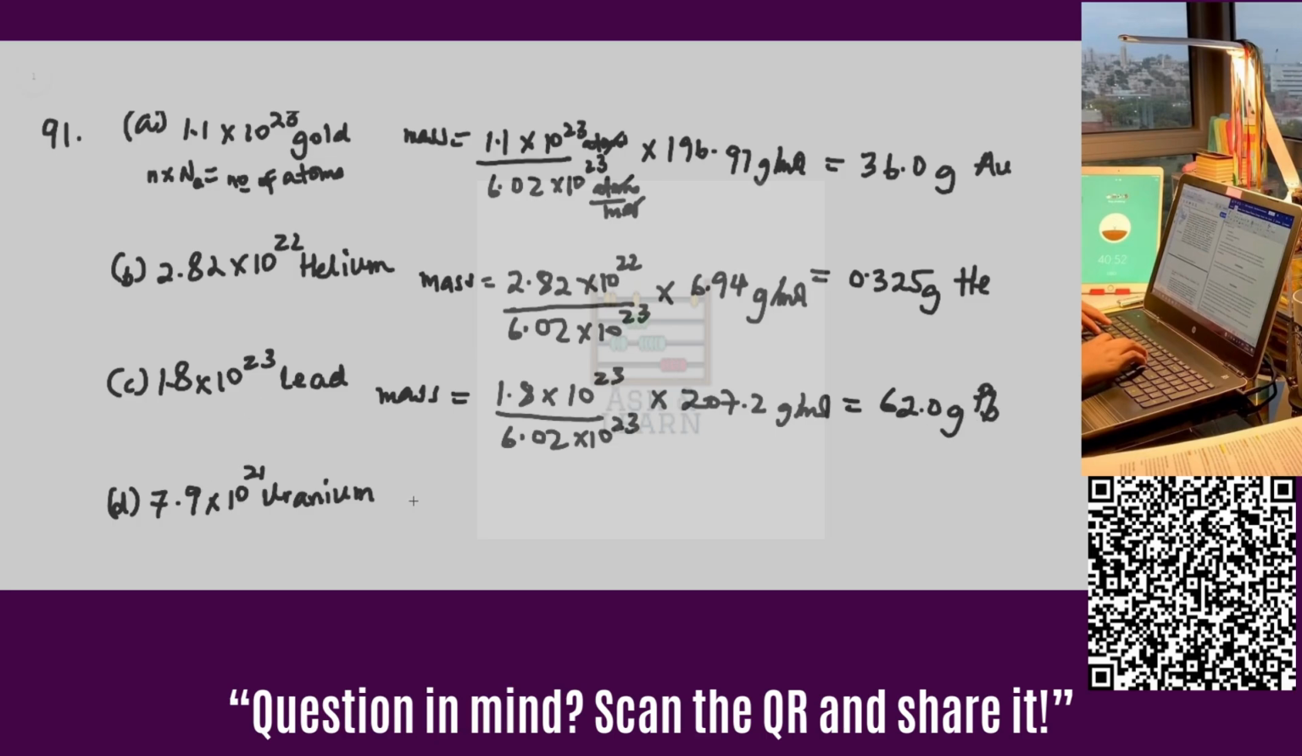Lastly, for uranium, we find the mass by taking the number of atoms of uranium, dividing that by Avogadro's number to get our moles, and multiplying this by the molar mass of uranium, which is 238.03. That is essentially going to give us 3.12 grams of uranium.